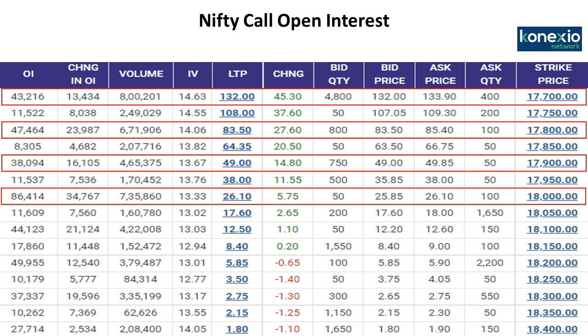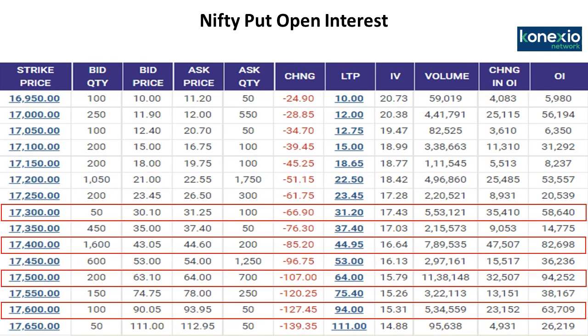Now let us see what we have observed in Nifty puts. You will see on the screen in Nifty puts the action was seen in 17,600 puts, then 17,500 puts, then 17,400 puts, and 17,300 puts. Now here the most important thing is you can clearly see there has been a rise in the open interest. The volumes are also rising significantly. There has been a significant drop in the option premium.